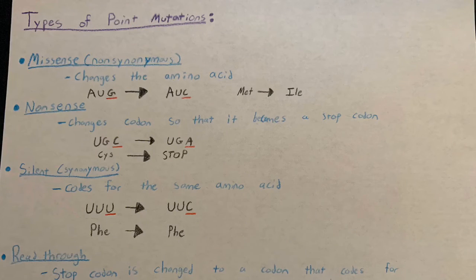The different types of point mutations are missense, which means the codon changes the amino acid, nonsense, to where the codon becomes a stop codon, silent, to where the codon codes for the exact same amino acid, and a read-through, where the codon goes from a stop codon to a normal amino acid.